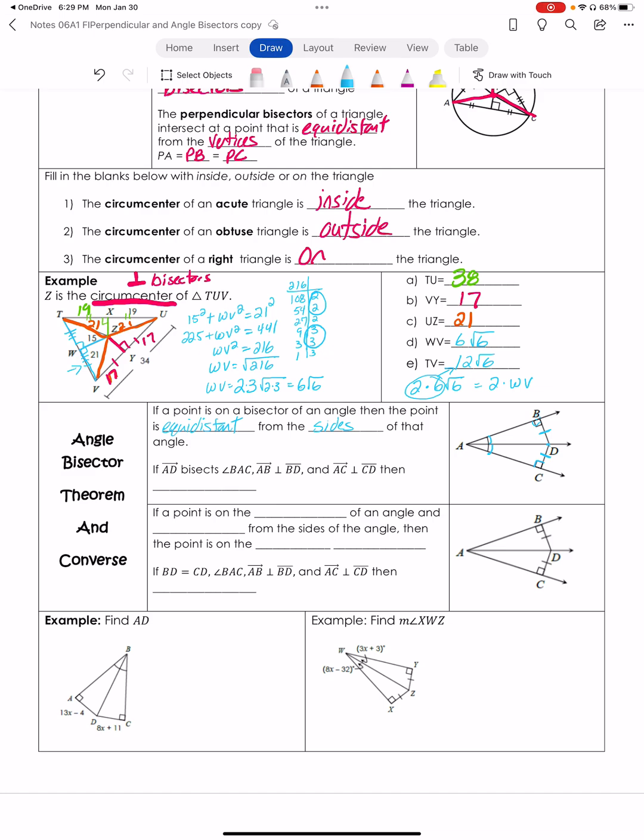So if AD bisects angle BAC, and AB is perpendicular to BD and AC is perpendicular to CD, so that's what it's talking about here and here, then segment BD, the distance from that point to one side, is equal to the distance from that point to the other side. So BD is congruent to DC.